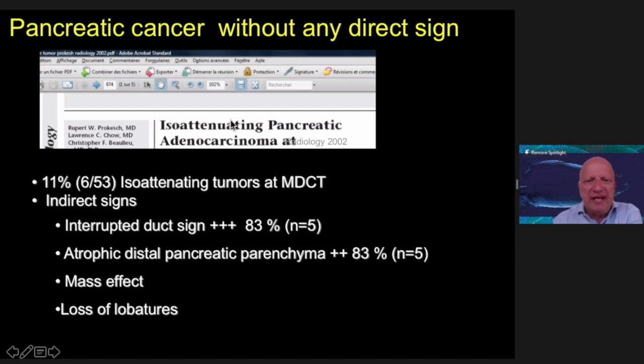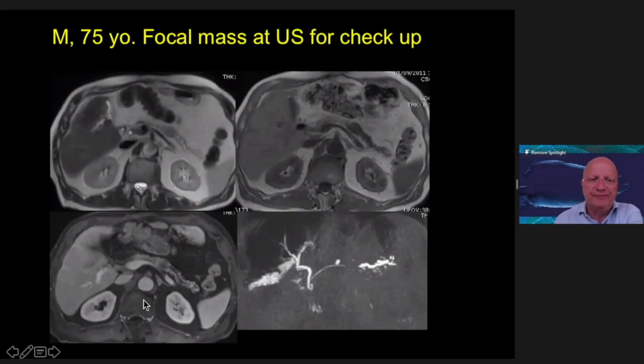Remember that one of the signs of pancreatic cancer without any direct signs is a mass effect with a lost lobulature. So keep in mind that this can be an atypical appearance of a pancreatic carcinoma. Of course, when we see a mass with stenosis of the duct, dilatation upstream, which is hypovascular or hypodense after contrast media, there is no doubt this is a typical pancreatic carcinoma. It was in the body tail of the pancreas, that means very small. For this reason, this patient had no symptoms and only a focal mass was discovered at US for checkup.